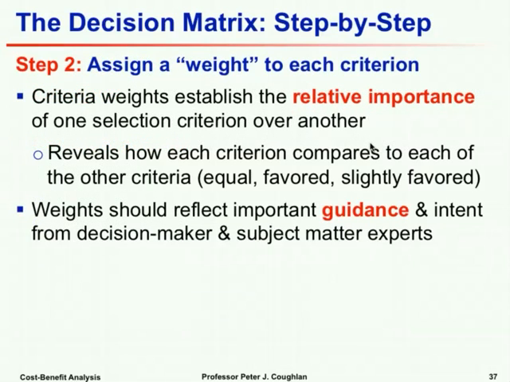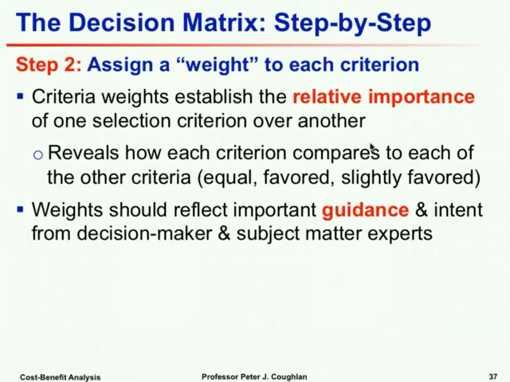Which brings us to step 2. Step 2 is to assign a weight to each criterion. So the idea is, what's the relative importance of one selection criterion over another, right? Are these criteria equally important? One slightly more important, one less important, and this should be, of course, based on guidance from the decision maker and subject matter experts, right?